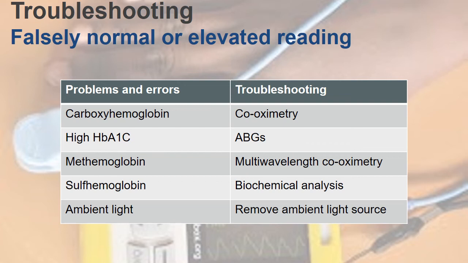If you think it is a methemoglobinemia picture, you should go for multi-wavelength co-oximetry and you will find an answer. But if you are suspecting methemoglobinemia versus sulfhemoglobinemia, you should also go for a biochemical analysis of sulfhemoglobin, which will distinguish between methemoglobin as well as sulfhemoglobin. If there is an ambient light which is misinterpreting your results, just remove that ambient light source.